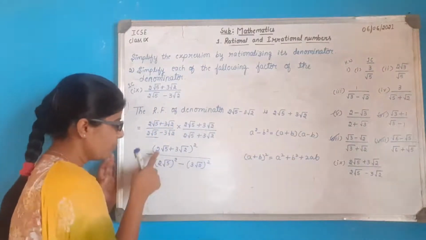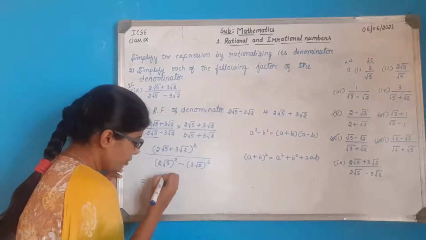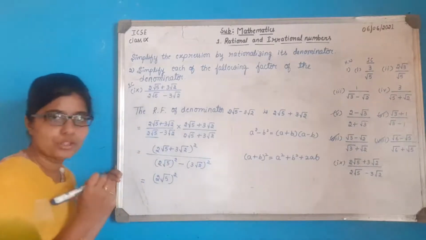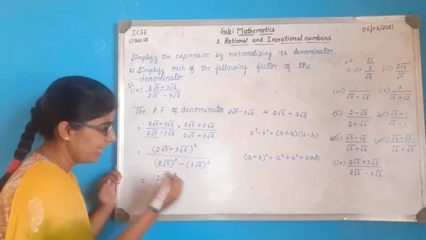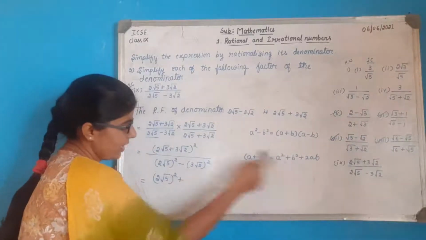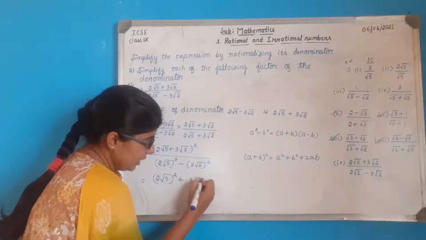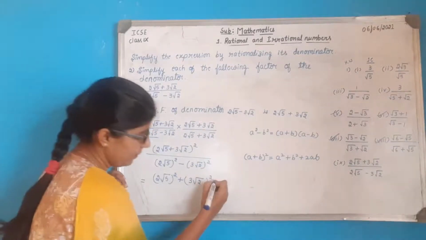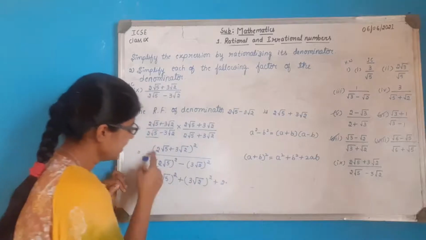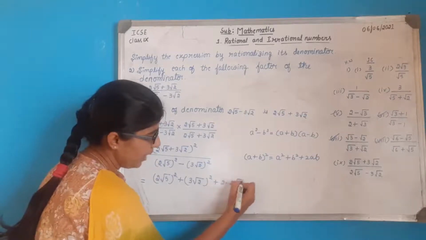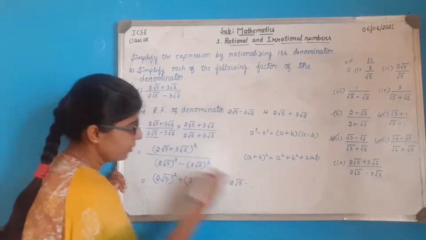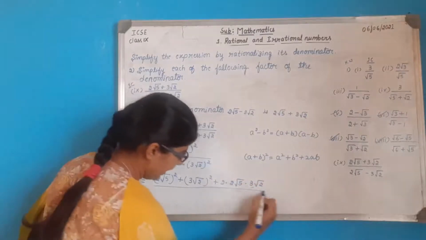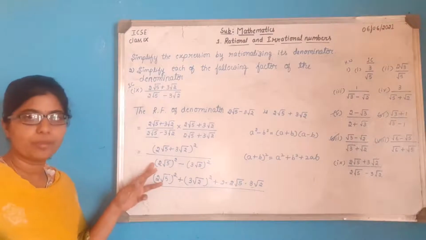A square. So what is a square? 2√5 whole square. This is a value. This is b value. Plus b square. What is b square? 3√2 whole square plus 2ab, plus 2 into what is a value? 2√5 into b value. What is b value? 3√2, whole divided by, simplify the denominator now.